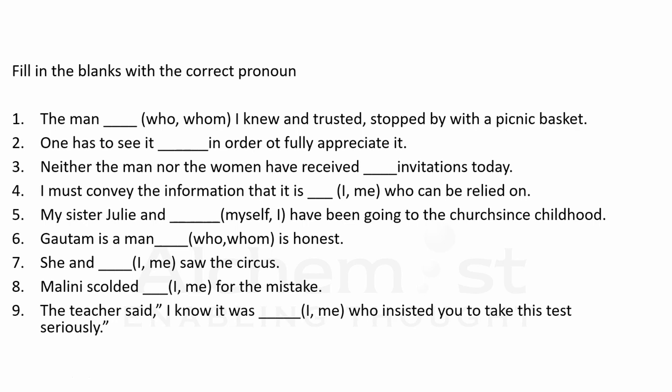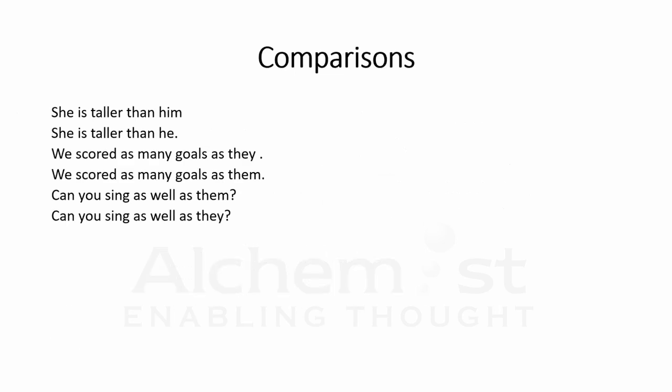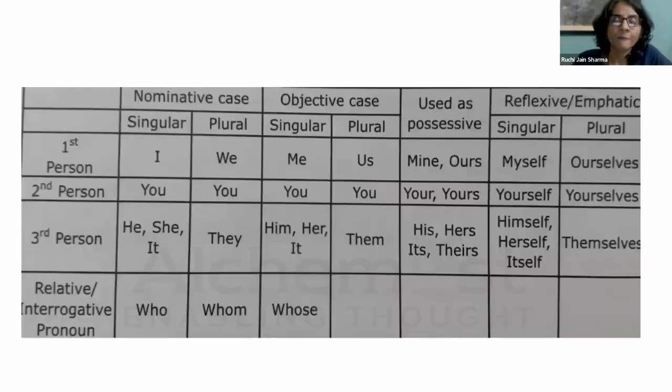Another thing: whenever there is a preposition, whom will always come after it. "To whom are you referring?" It will not be "to who are you referring." If there is a preposition like to, for, or with, then whom will always come after it. All right?